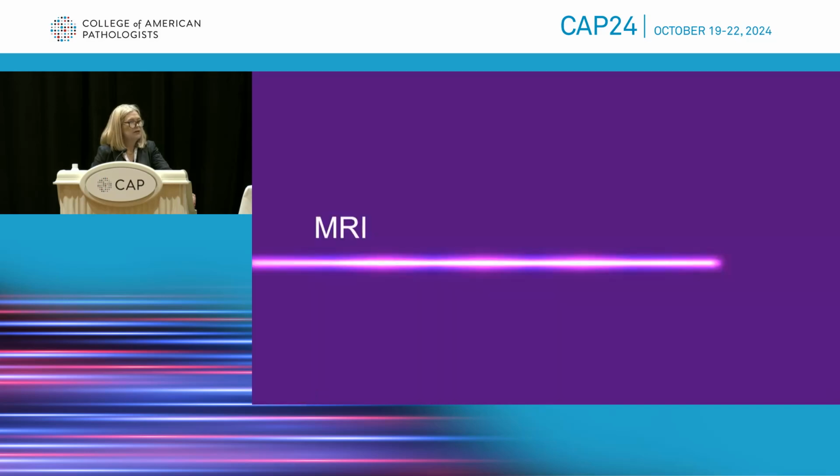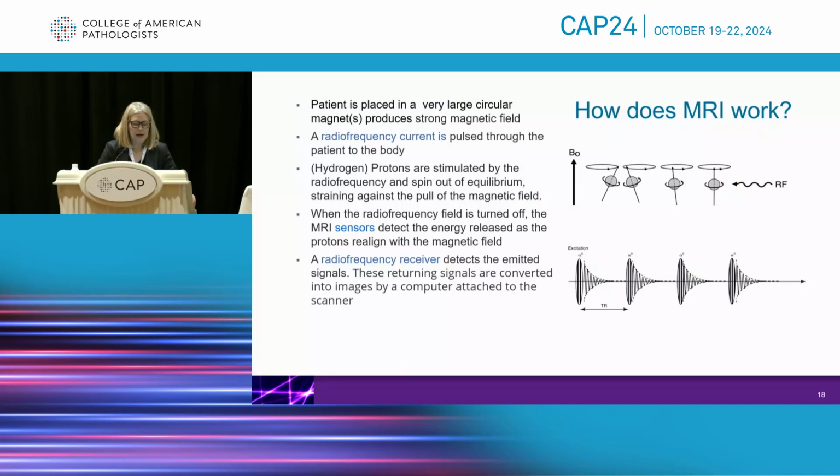All right, so that was the easy one. Let's go to the hard one, MRI. How does this work? I'm not a nuclear physicist, so I'm going to try to be very simple here. Essentially, you get a patient and you place them in a very, very strong static magnetic field. You're going to add different other magnetic fields called gradients.